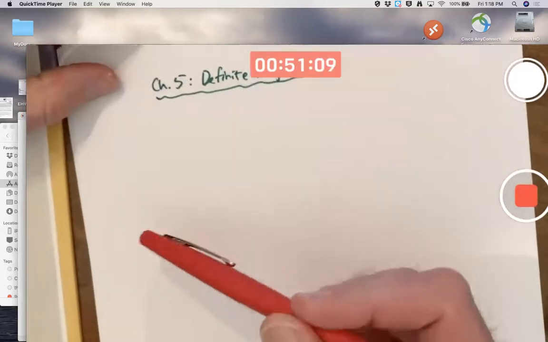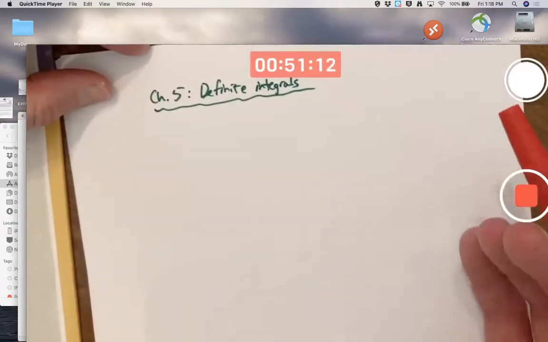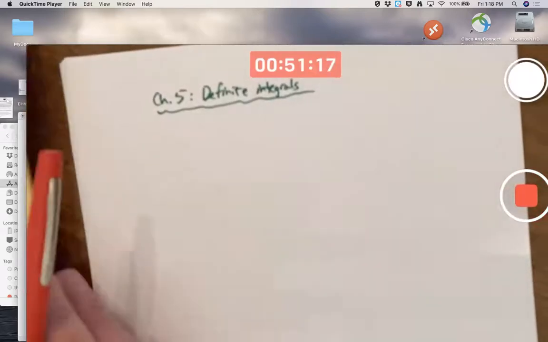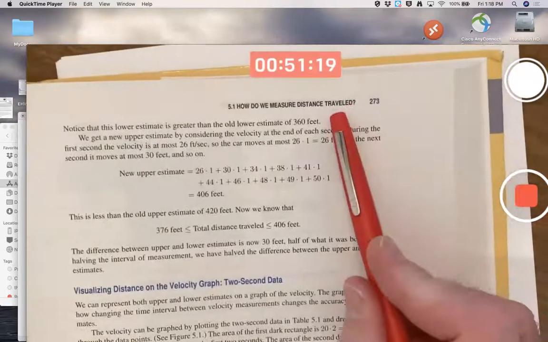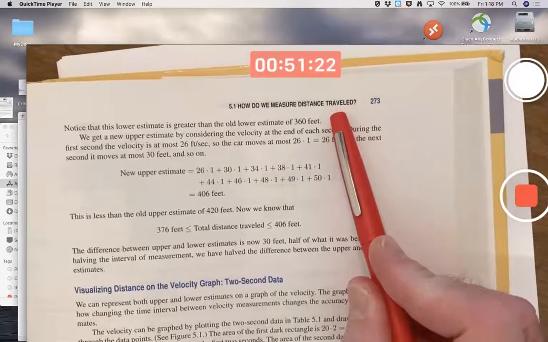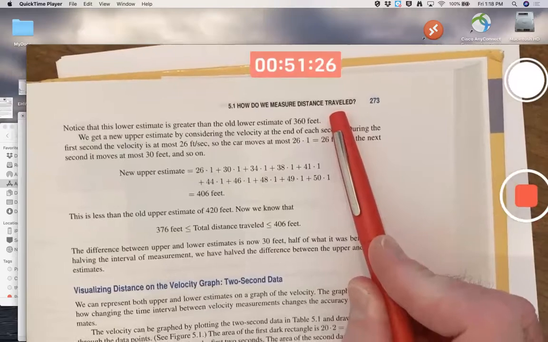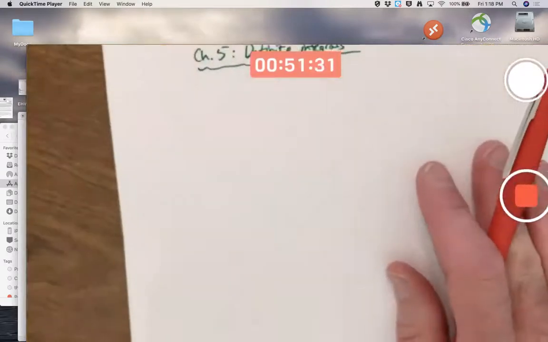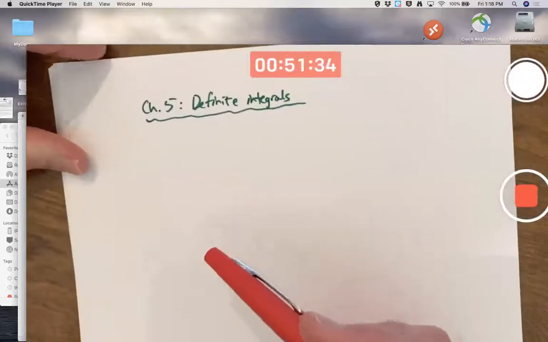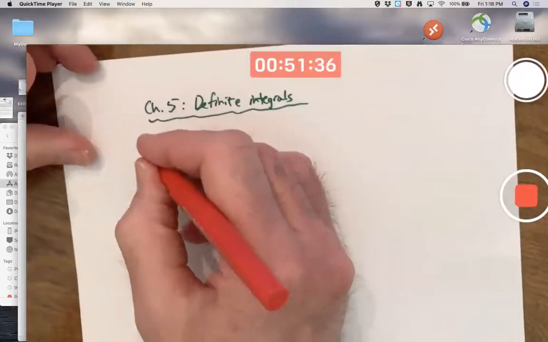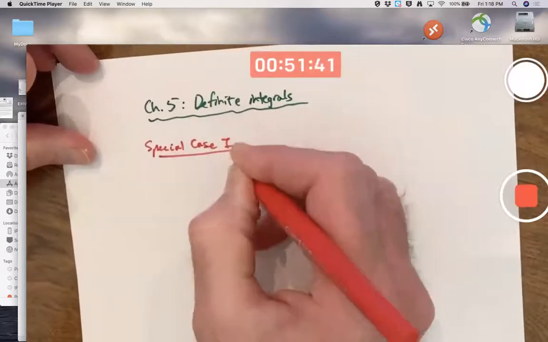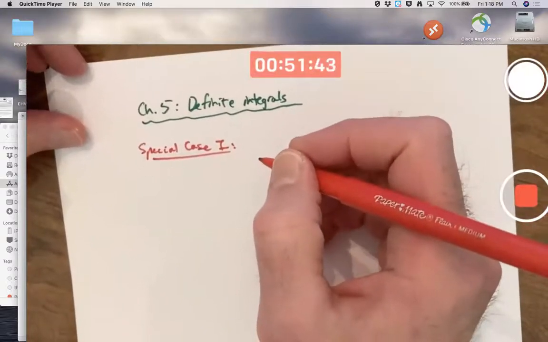Section 5.1 introduces definite integrals by the idea of trying to, they phrase it as, how do we measure distance traveled? Which is what these parametric curves and the speed are related to. The speed, like I mentioned on Wednesday, can help us figure out the distance traveled. Let's build it up in special cases, a simple special case. Special case number 1 is if your speed is constant.